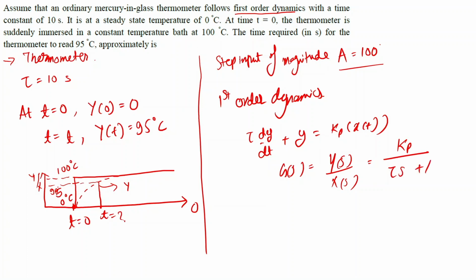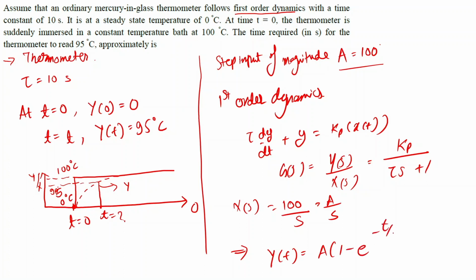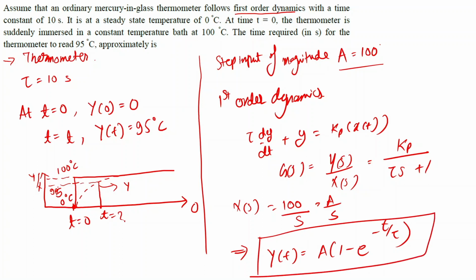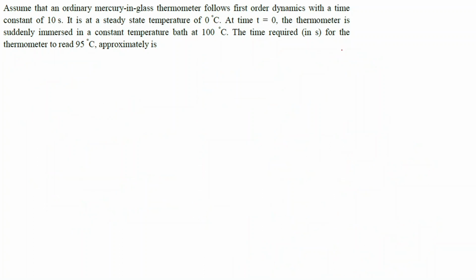kp upon tau s plus 1, and for x of s we have been given a step input of magnitude 100. The transfer function corresponding to that will be 100 upon s, or 100 was A, so A upon s, and the output response in time domain will be y of t is equal to A times 1 minus e raised to minus of t upon tau. We will be using this equation to find the time required by the thermometer to read 95 degrees Celsius.